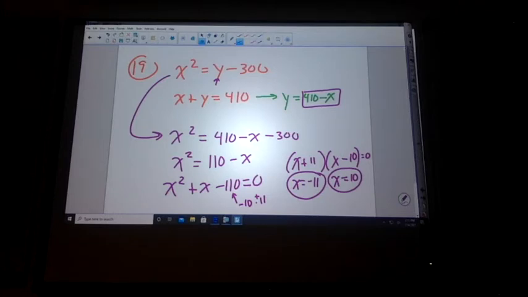Question? So when you get it from that side, you have x squared and then 110 minus x. Can you just add x and then get x cubed and do the cube root? It's a great question. Don't you still need to solve for y? I like what you're saying.